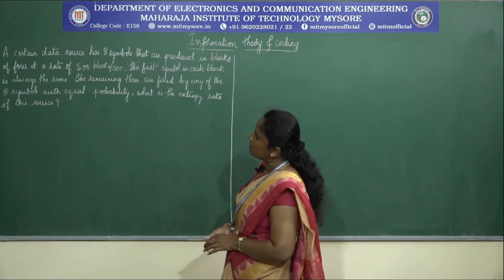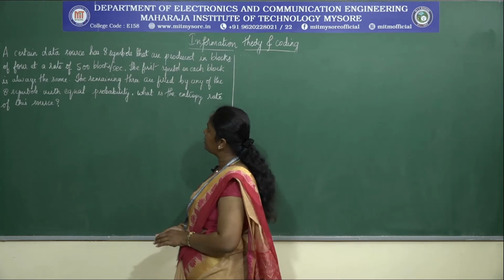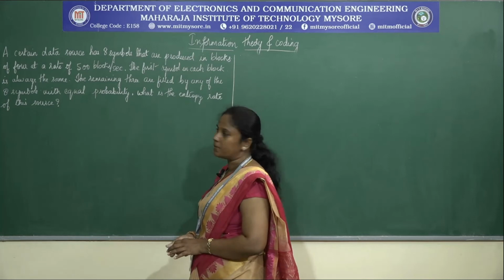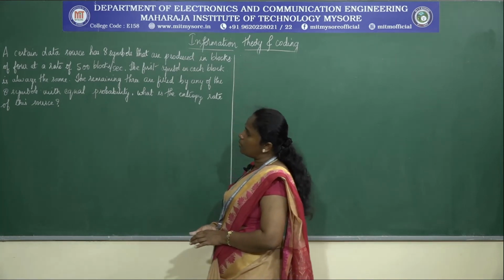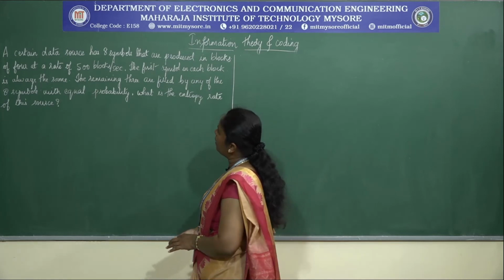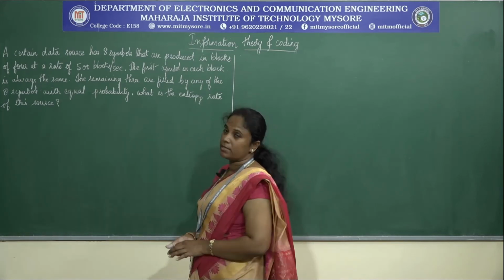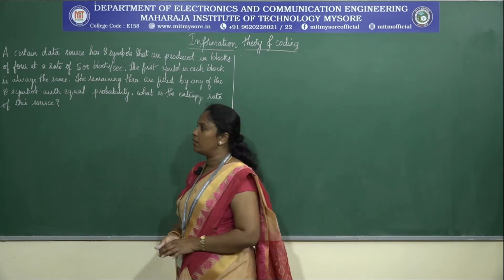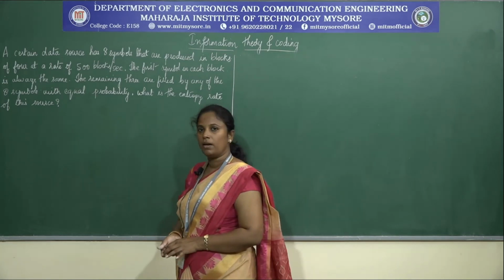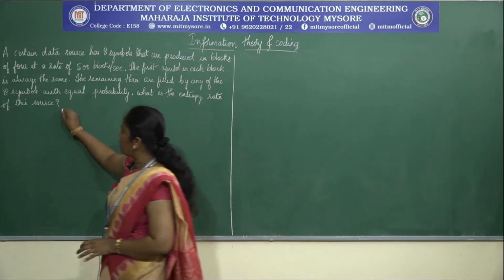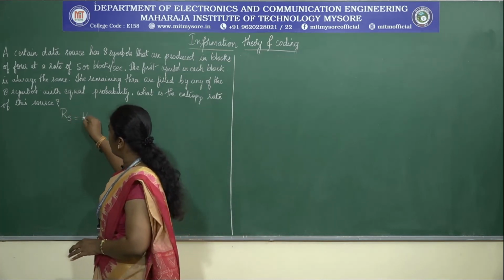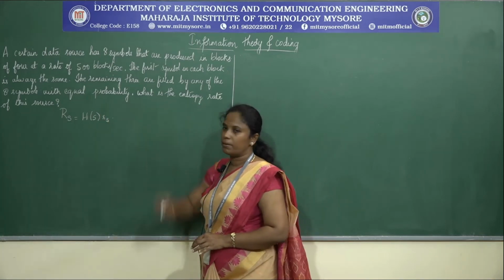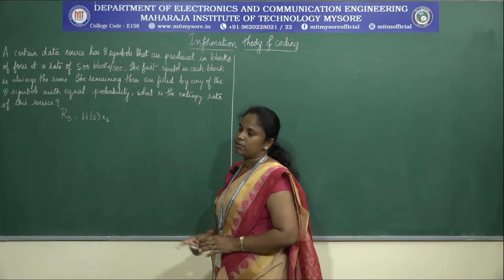The next problem statement is: a certain data source has 8 symbols that are produced in blocks of 4 at a rate of 500 blocks per second. The first symbol in each block is always the same and the remaining 3 are filled by any of the 8 symbols with equal probability. What is the entropy rate of this source? Entropy rate means we need to calculate R_S, that is capital R_S. R_S is given by H of S into small r_s, which is the symbols emitted per second.